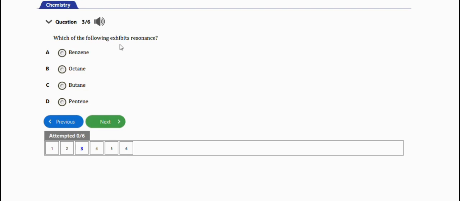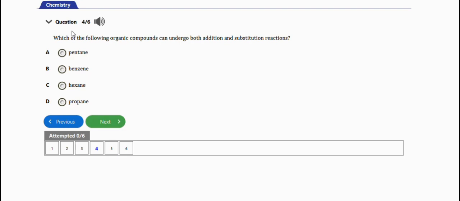It says, which of the following is a base resonance? So the answer is obvious, option A, benzene. That's the correct answer. The next question will be this one. It says, which of the following organic compounds can undergo both addition and substitution reactions? So it's still benzene, guys, option B.